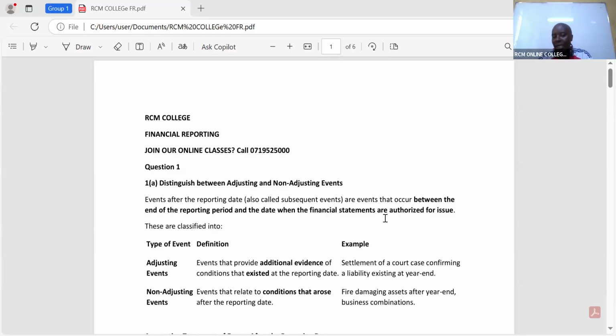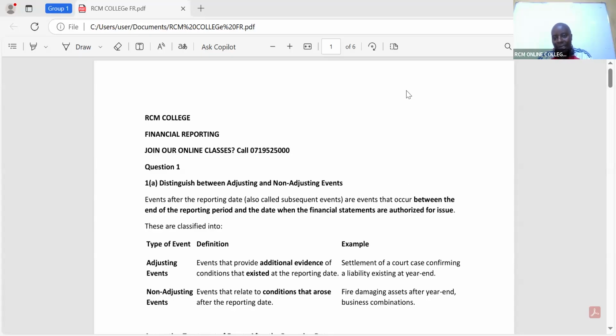When we are auditing them, basically, they're classified into two. We have adjusting events and non-adjusting events. Adjusting events are events that provide additional evidence of conditions that existed at the reporting date. A very good example is settlement of a court case confirming a liability existing at the year end.